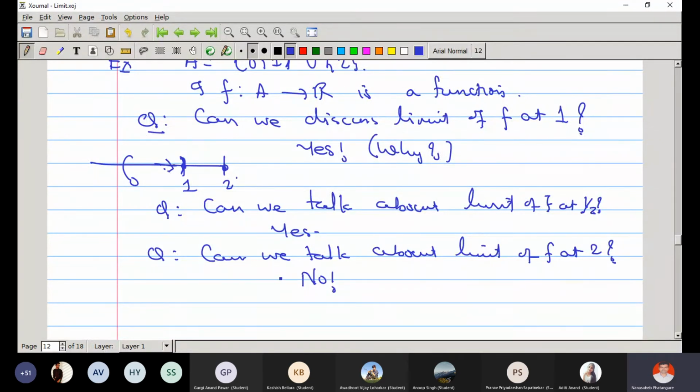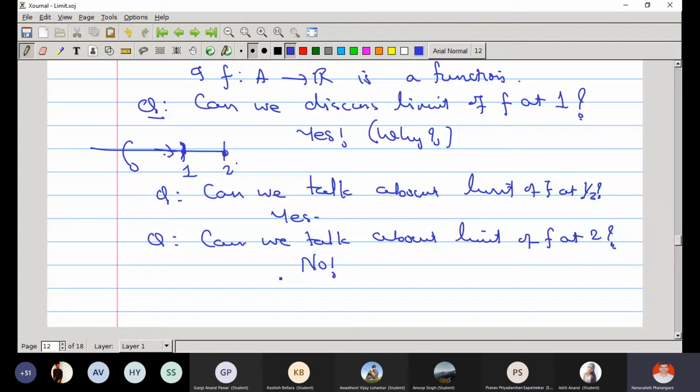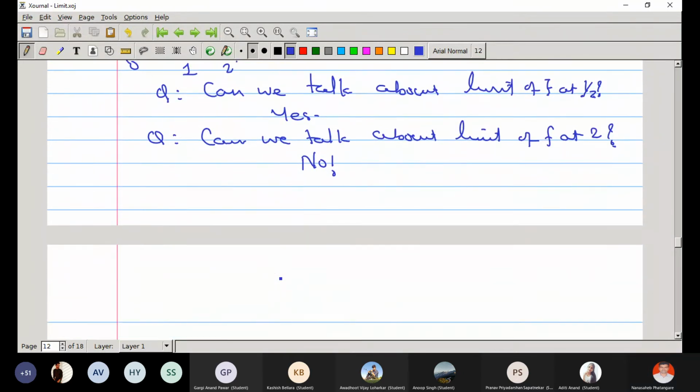And therefore even your point may be in the domain, may not be in the domain of the function. We can talk about the limit, we may not be able to talk about the limit depending on whether it is a cluster point. So 1 is not a member of the set, but still we can talk about the limit, right?